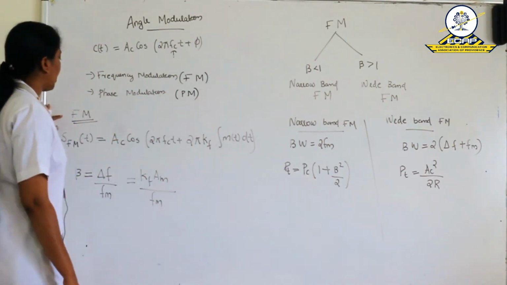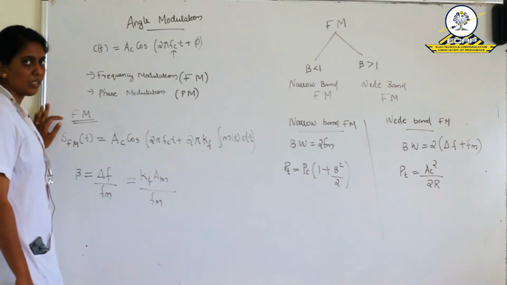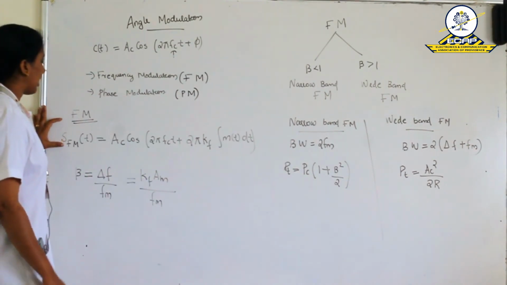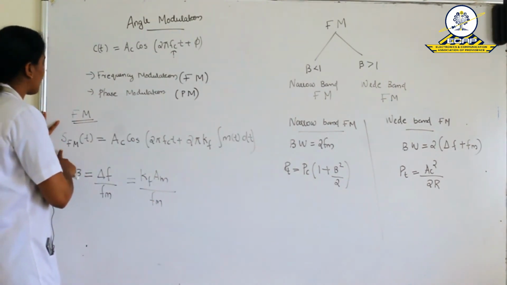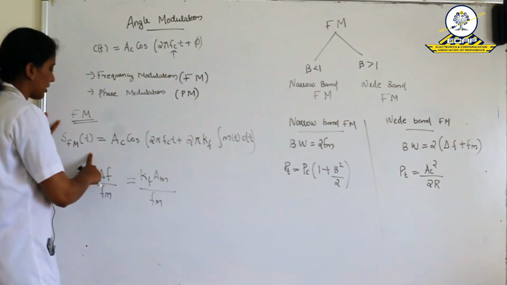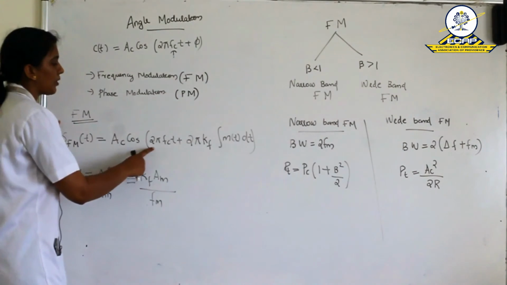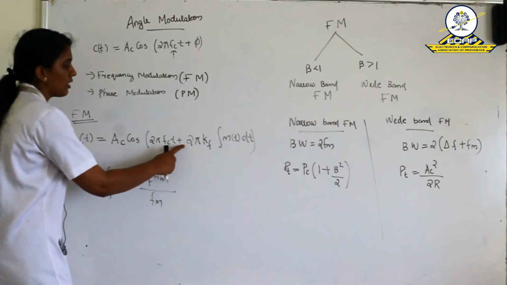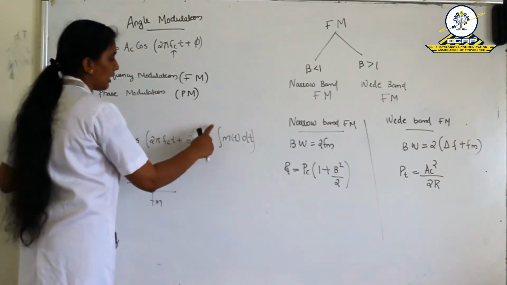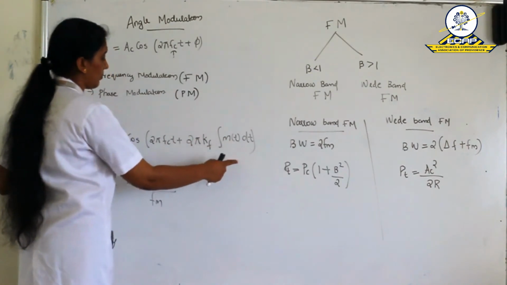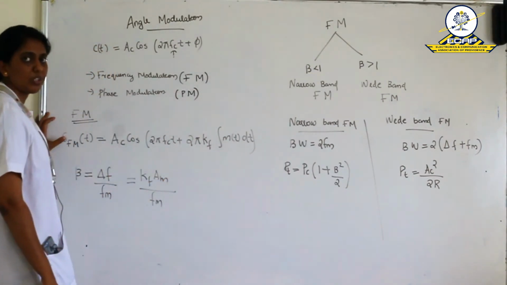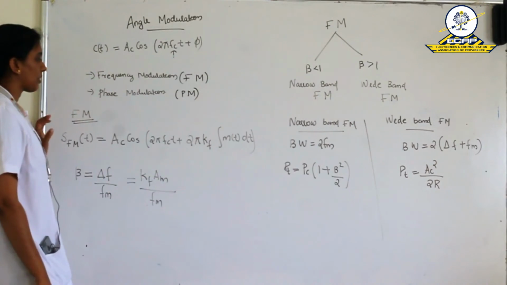In the first section we are going to discuss frequency modulation. The general expression for frequency modulation is s_FM(t). The frequency modulated signal is Ac cos(2 pi fc t plus 2 pi kf integral of m(t) dt). This is the general expression for frequency modulation.